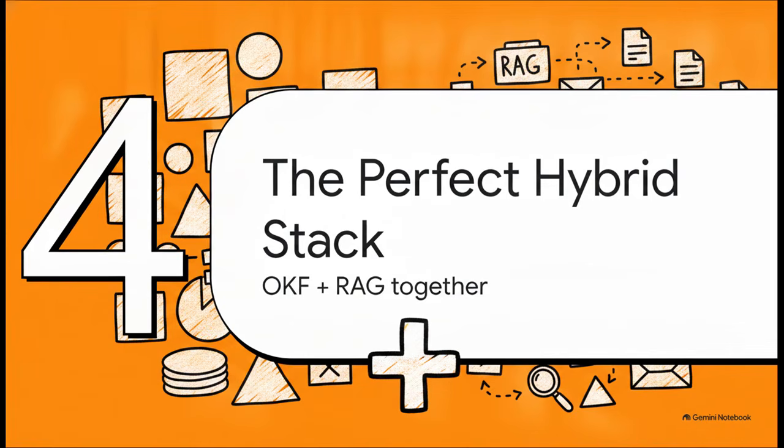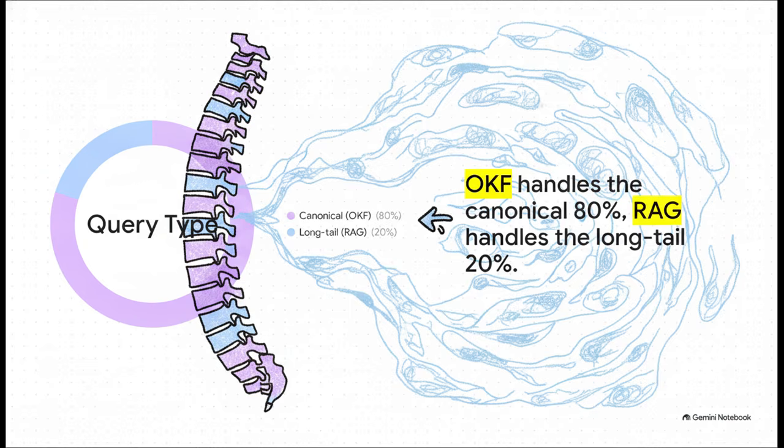Section 4. The perfect hybrid stack. OKF and RAG working together. The real secret to the ultimate AI architecture is realizing that this isn't a battle of OKF versus RAG. No, the stack that actually wins in production is OKF plus RAG.